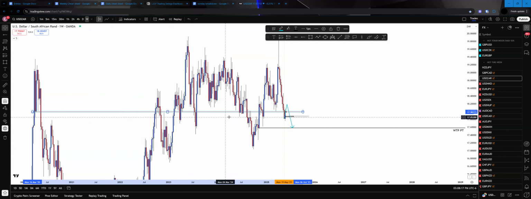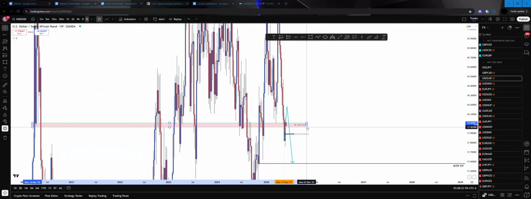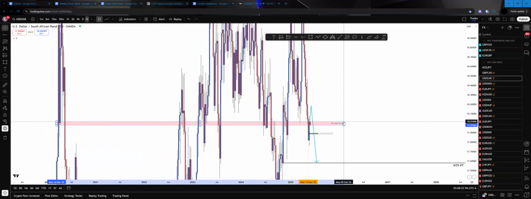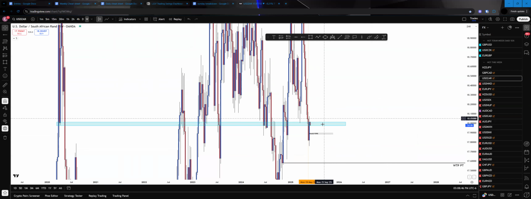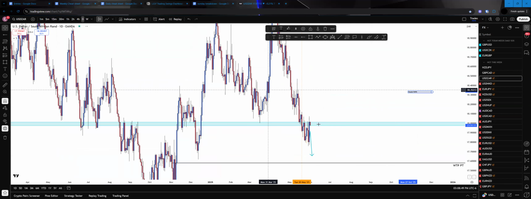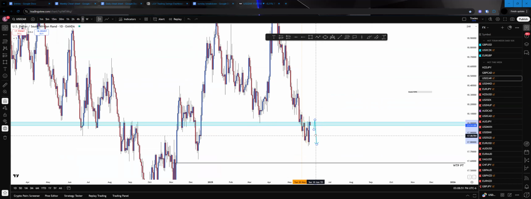1, 2. Don't really like it because this would have to be a thick zone like this. I prefer my zones to look like that, you know? What if we did that? 1, 2, 3. This is the third one here, so we're reacting off of that. We can have a wick pullback, go. Daily bullish. Daily needs a shift in structure.